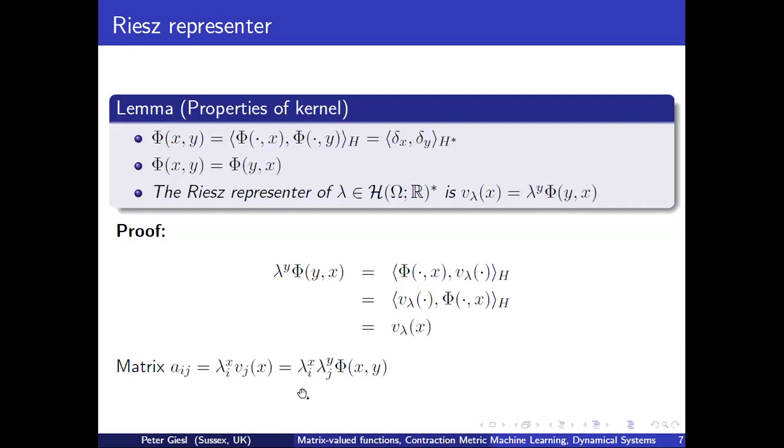So given our elements of the dual space, lambda i, in the reproducing kernel Hilbert space, we get this matrix here just by applying lambda i with respect to x and then lambda j with respect to y. And that builds our collocation matrix.